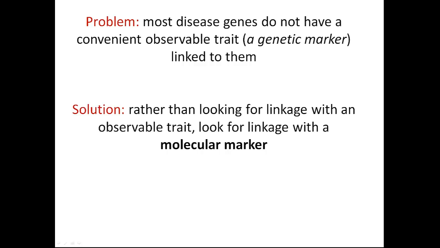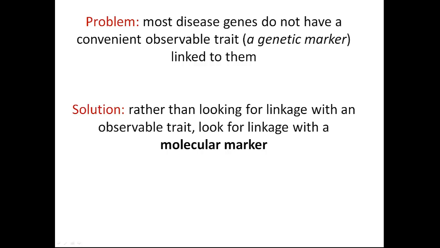Okay, I'd like to move on, however, and point out that this is a really unusual situation where we found two traits that were linked together. Most disease genes, we don't have an obvious observable trait that we can use to follow the inheritance of that disease allele. And so what people have moved toward doing is using something called molecular markers rather than an actual trait to follow the linkage of a particular gene.